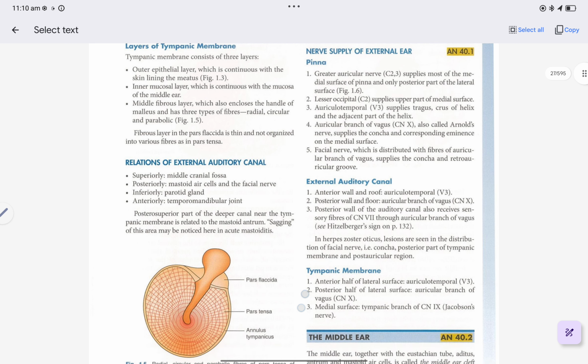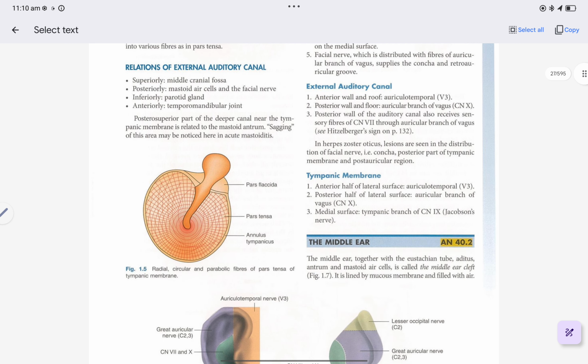Relations of the external auditory canal. Superiorly, middle cranial fossa. Posteriorly, mastoid air cells and the facial nerve. Inferiorly, the parotid gland. Anteriorly, the temporomandibular joint. The posterior superior part of the deeper canal near the tympanic membrane is related to the mastoid antrum. Sagging of this area may be noticed in acute mastoiditis.